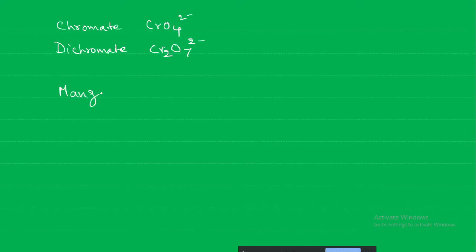Manganate: MnO4 2 minus. Permanganate. In permanganate, again "per" is coming. That means oxygen has to increase, correct? So should we write MnO5? But here there is again a little bit of an exception. Permanganate is MnO4 minus.